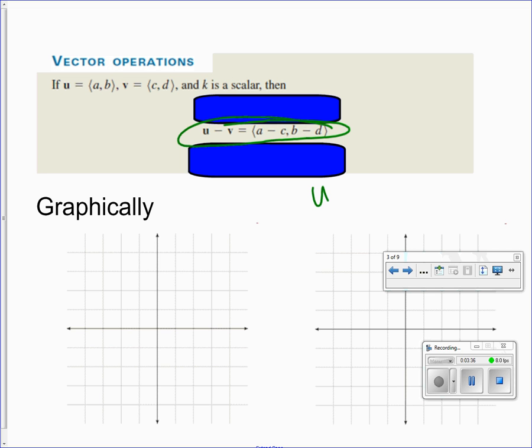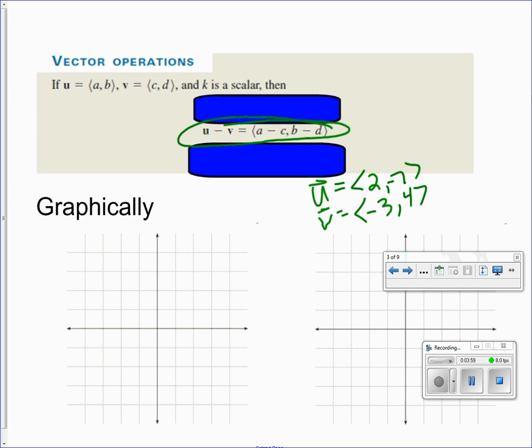So u was 2, -7. You need to make sure I use the vector symbol. And v is -3, 4. Oh, u is -7. There we go.